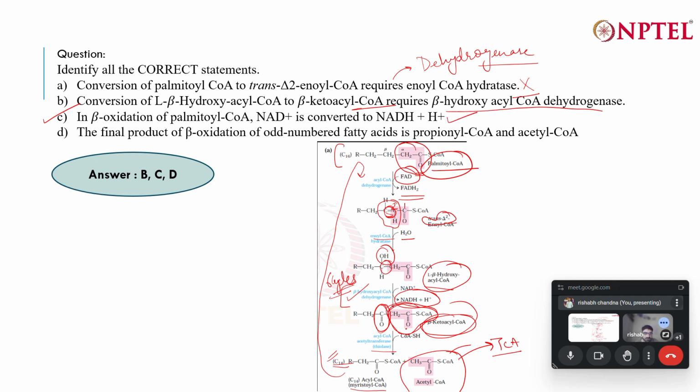Okay, at the third step, this reaction takes place. So this is also correct. The final product of beta oxidation of an odd numbered fatty acid molecule is propionyl coenzyme A and acetyl coenzyme A. Yes, this is correct. Why? Because if there is an odd number of carbons, then the final product will be a 3 carbon compound and a 2 carbon compound. So propionyl is a 3 carbon compound and acetyl coenzyme is a 2 carbon compound. So the correct options are B, C, and D.